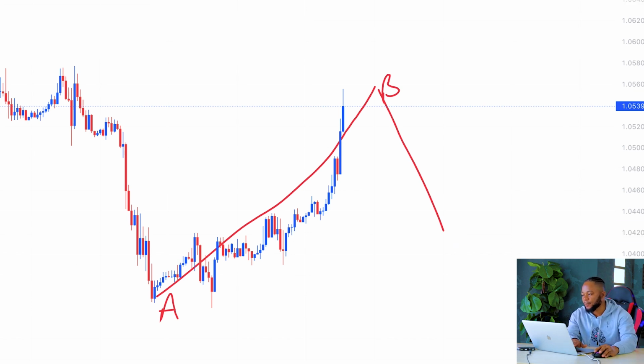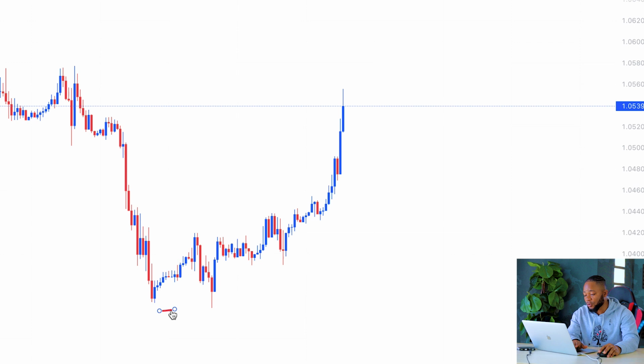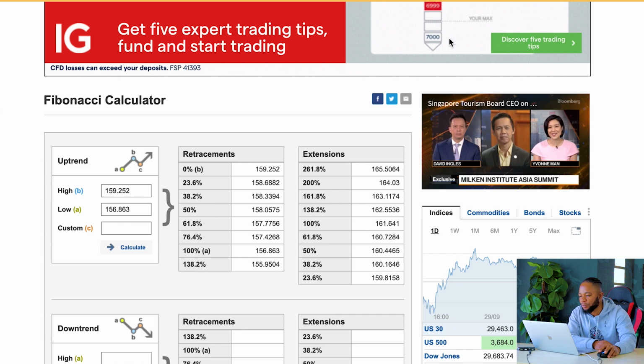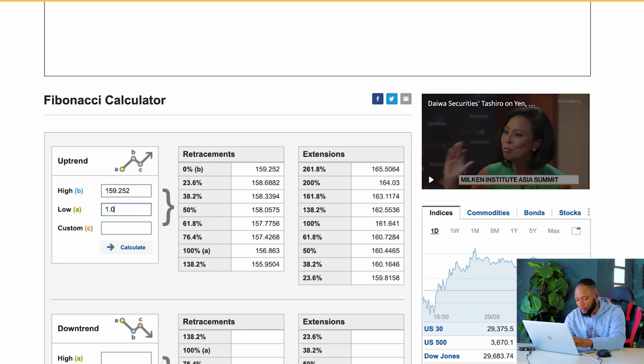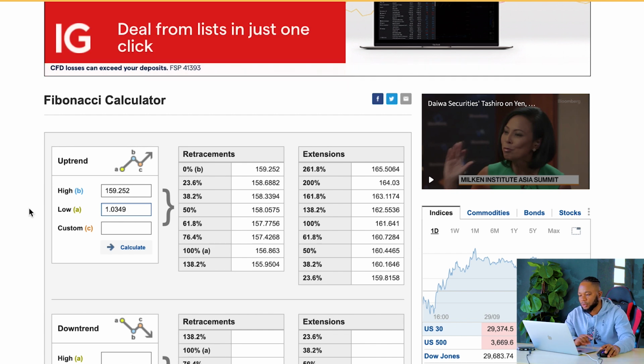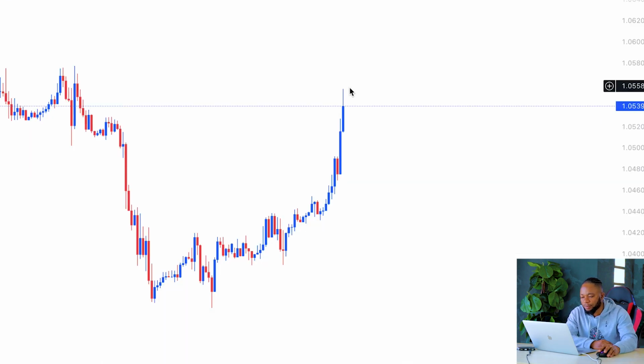So let's quickly use the same method to see if we would have gotten a profit here or not. And remember, these are live trades that I took. That is why I was able to mark down everything so that I can show you guys. So good. The most recent swing low is here, which is 1.0349. So we come here, we put here the A level, 1.0349.